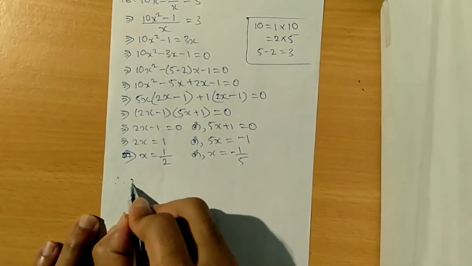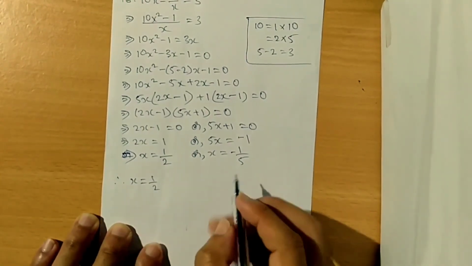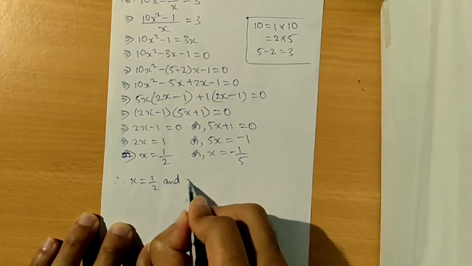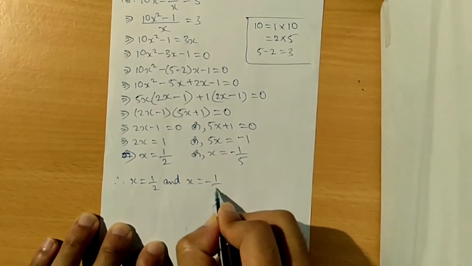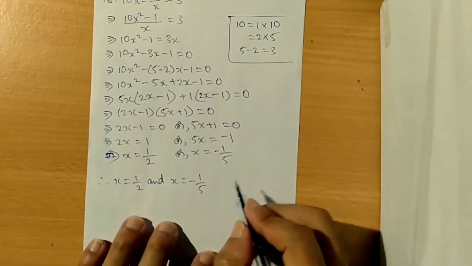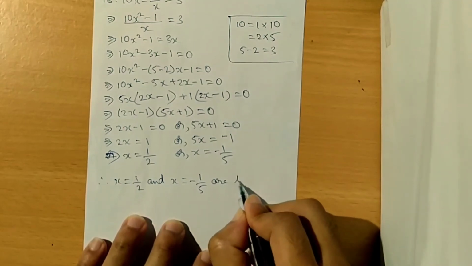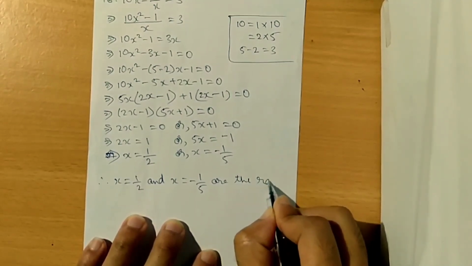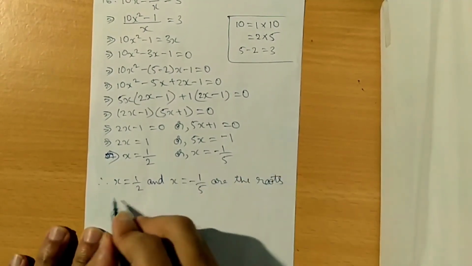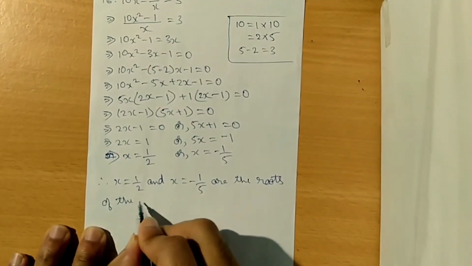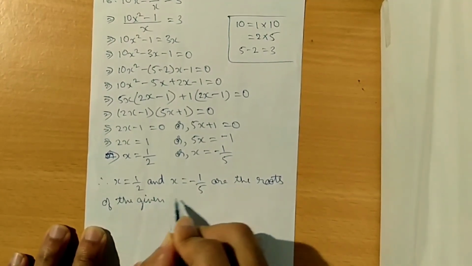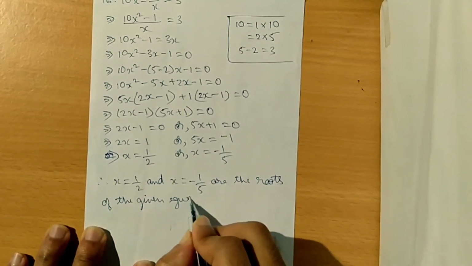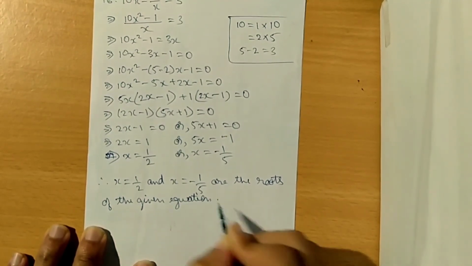So therefore x is equal to 1 by 2 and x is equal to minus 1 by 5 are the roots of the given equation.